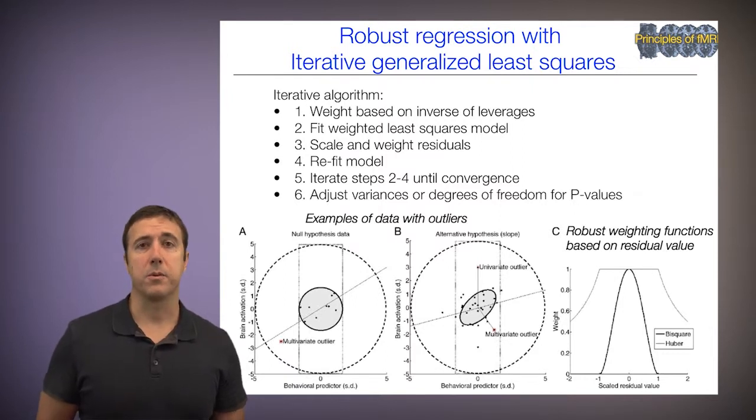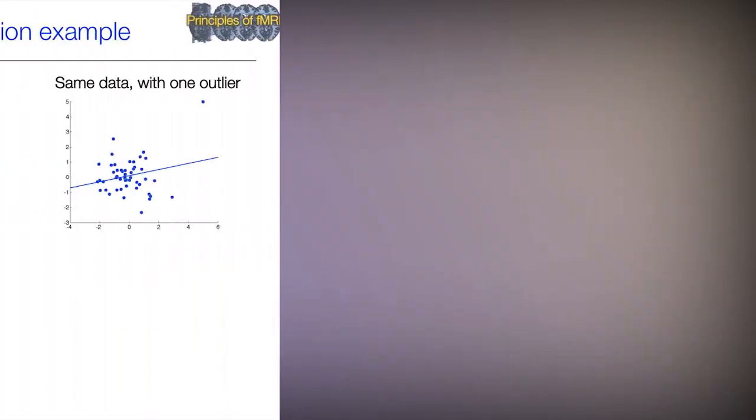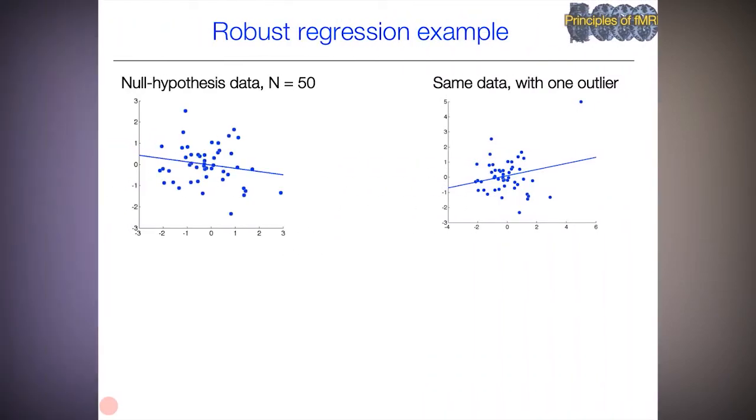And then finally, once we've converged on a solution, we adjust the variances and degrees of freedom so that we can get valid and accurate p-values. So now let's look at our null hypothesis data case. There's the original data, there's the data with an outlier with a significant positive slope.